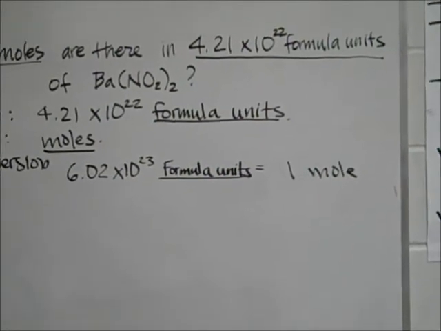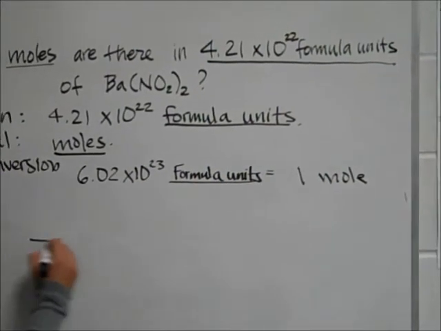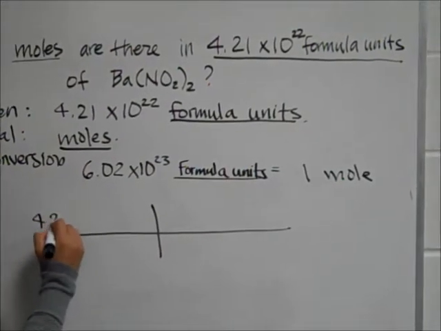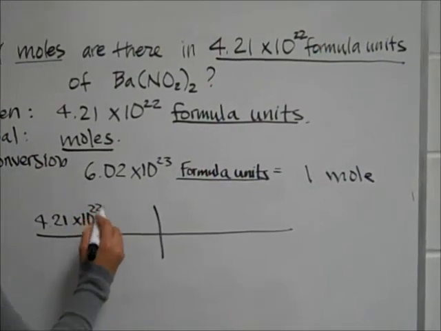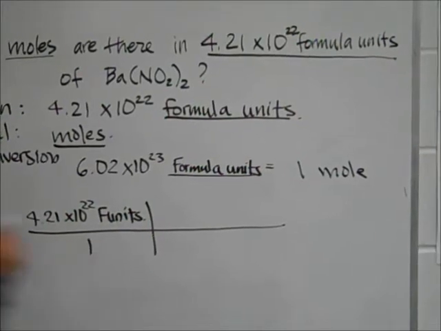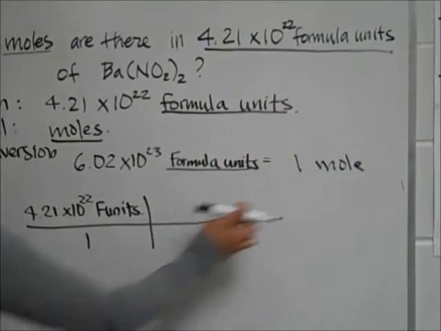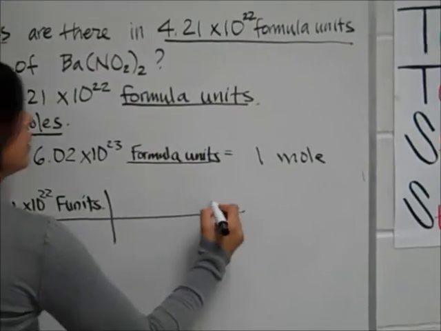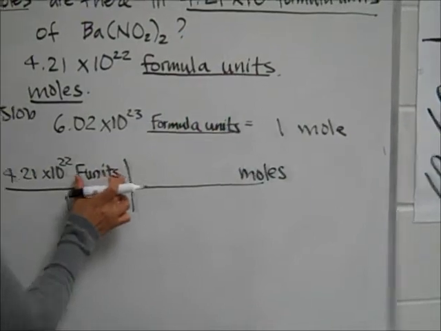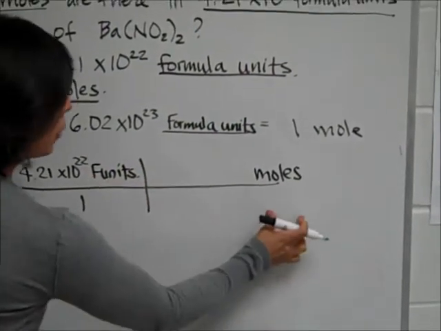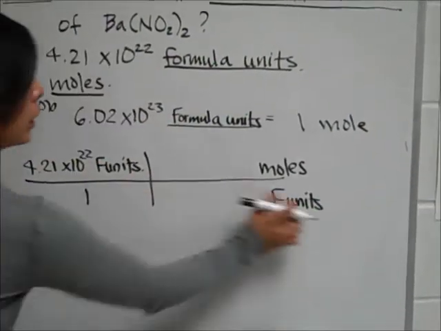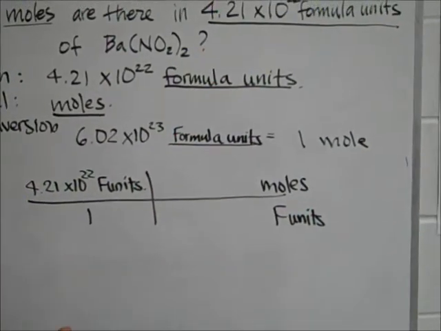Step 2 tells us to set up the problem. So we draw our T-chart. We put our given over 1, 4.21 times 10 to the 22nd. I'm going to abbreviate formula units. We put that over 1. Our goal unit goes on the other end. That's the end of our journey. So I'm going to place the goal unit, which in this case is moles, over here. And then our given unit is going to transfer down. So our given unit is going to be formula units, because that is the unit that we're going to want to cancel out. That's the whole purpose of dimensional analysis.